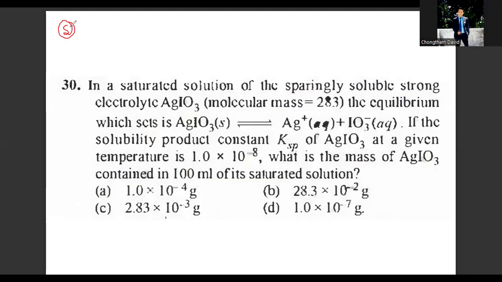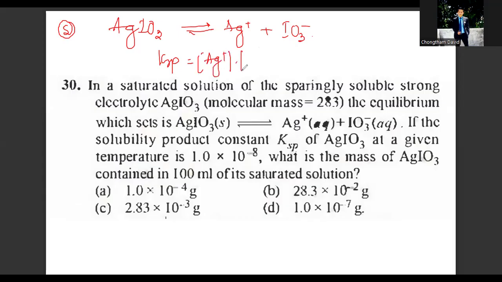So let us consider this S as the solubility, and the dissociation of this silver iodide gives you silver ion and iodide. Okay, so from this we can find Ksp equals silver ion times iodide ion. So if I consider S as the solubility, we have S squared. And given Ksp is how much? Ksp is given as 1 × 10 to the power minus 8.